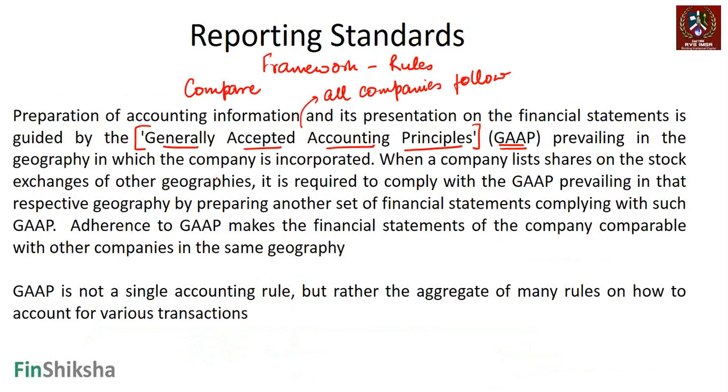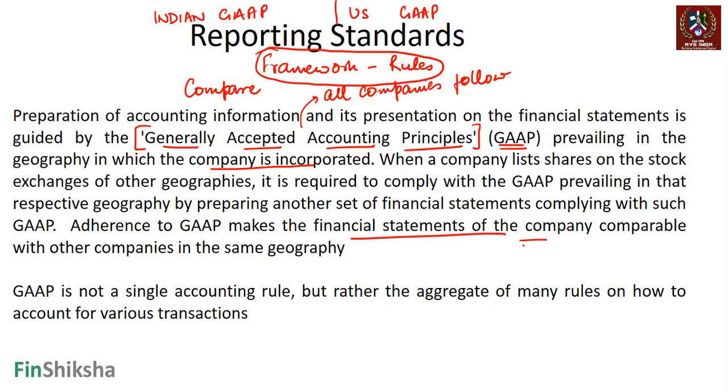Now, this GAAP is typically provided by the geography in which the company is incorporated. So India, for example, provides what is called Indian GAAP. The US provides what is called US generally accepted accounting principles, right? We'll come to a problem in that in a moment in terms of different geographies giving different data sets, but broadly, there is a framework or a rule that gets this creation done. Adherence to GAAP makes financial statements of a company comparable with other companies in the same geography. So all companies in India will follow a similar set of reporting standards, and that ensures that companies can be compared against each other.